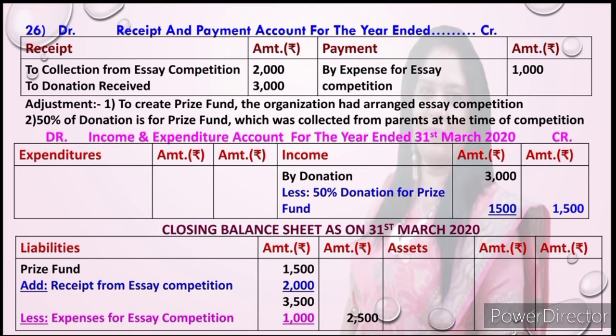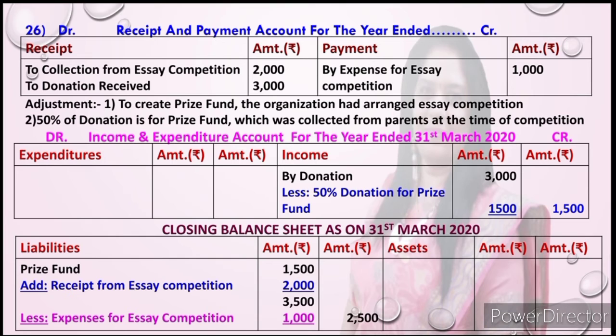Now let's take the receipt side again. Let's see the collection from essay competition, and here the first adjustment is given. To create the prize fund, the organization had arranged an essay competition. So that collection from essay competition amount will be added to the prize fund in the balance sheet liability side. This is the closing balance sheet. In prize fund you have to add receipt from essay competition 2000. So the total amount is 3500.